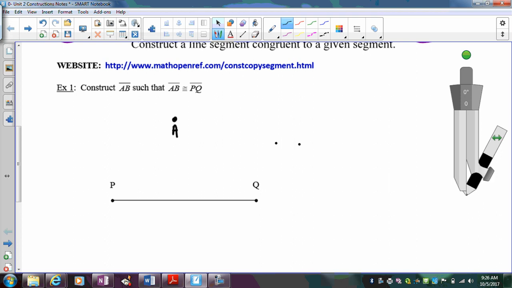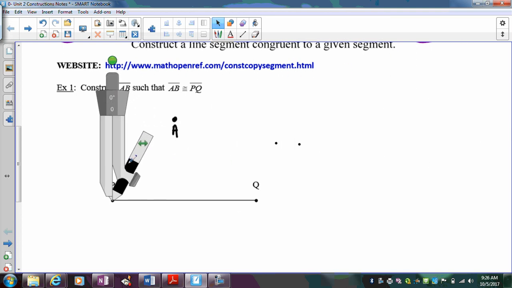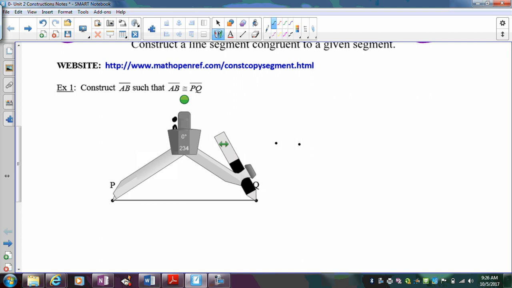So I'm going to take my compass, place the metal point on one of the endpoints of the segment, and extend out the opening until I get to the other endpoint. This right here is me measuring the length of this segment. Now I'm going to mark an arc on point Q, which shows that I actually measured this with my compass. So we have to keep that there.